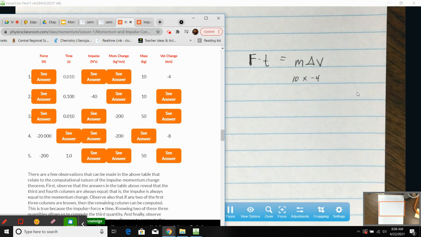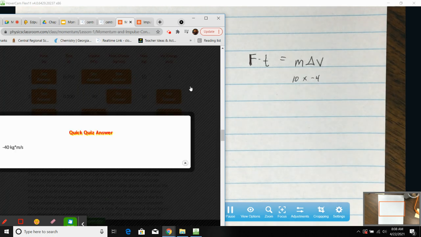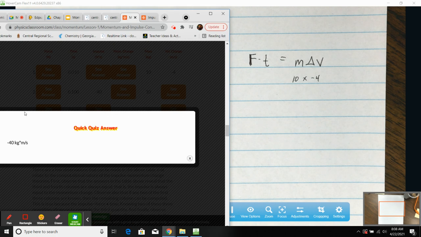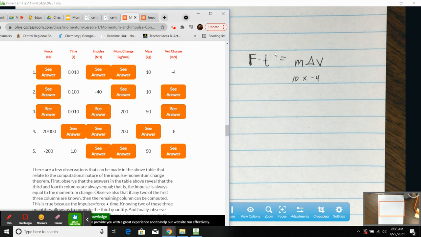What's 10 times negative 4? And guess what our answer is there for change in momentum? Negative 40, and what's the unit for momentum? Kilograms times meters per second. All right, impulse, look at this. So that would be your change in momentum.